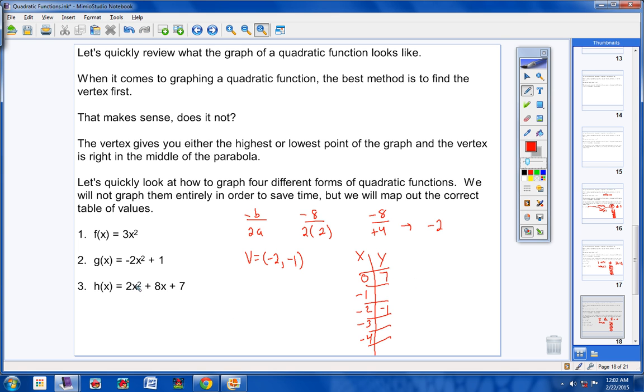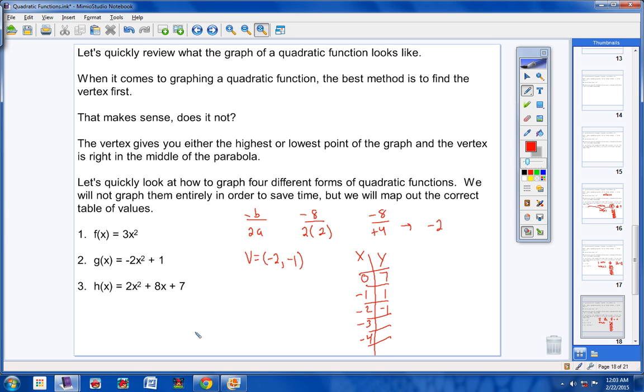Put a negative 1 in. Square a negative 1, that's 1, times 2 is 2. Negative 1 here gives you negative 8, and then plus 7. So that's going to give you a positive 1. 2 minus 8 is negative 6, plus 7 would be 1.